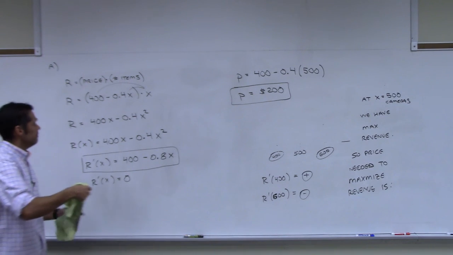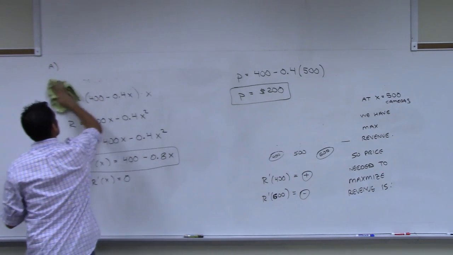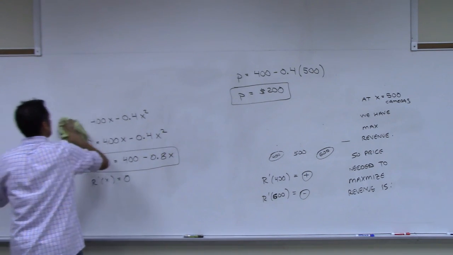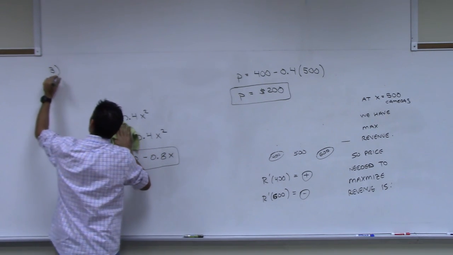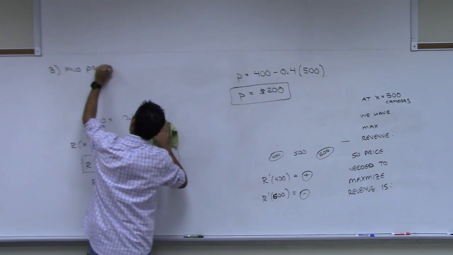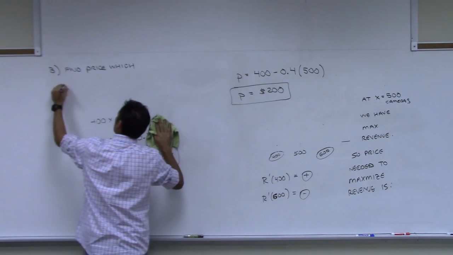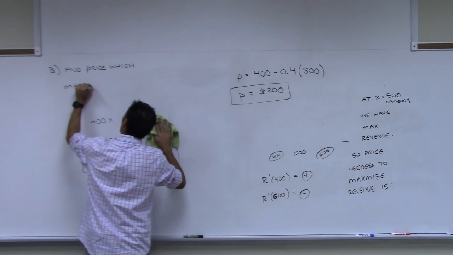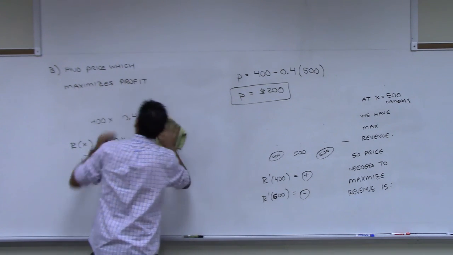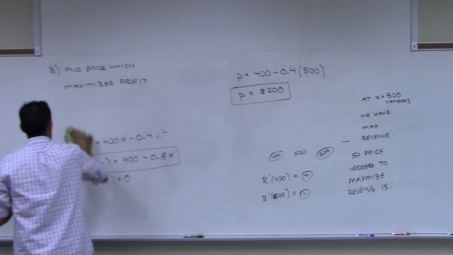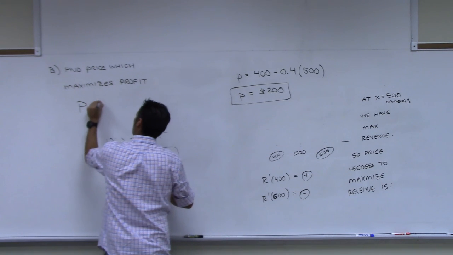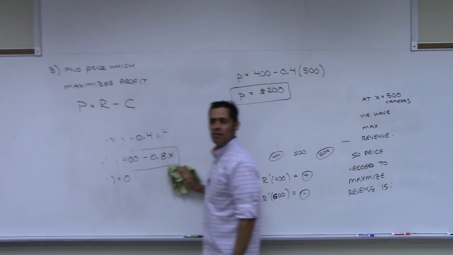So let's go to part B. For part B, we're trying to find price which maximizes what? Profit. So we need to look at what the profit equation is. Profit is what? By definition, profit is revenue minus cost, right?